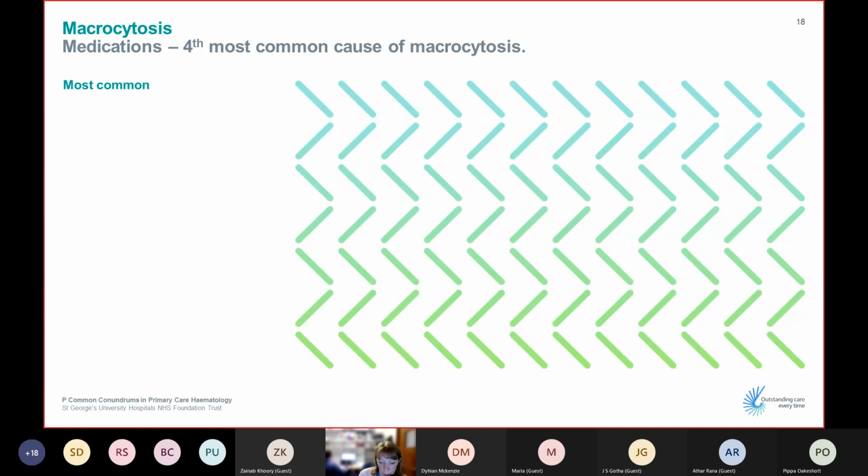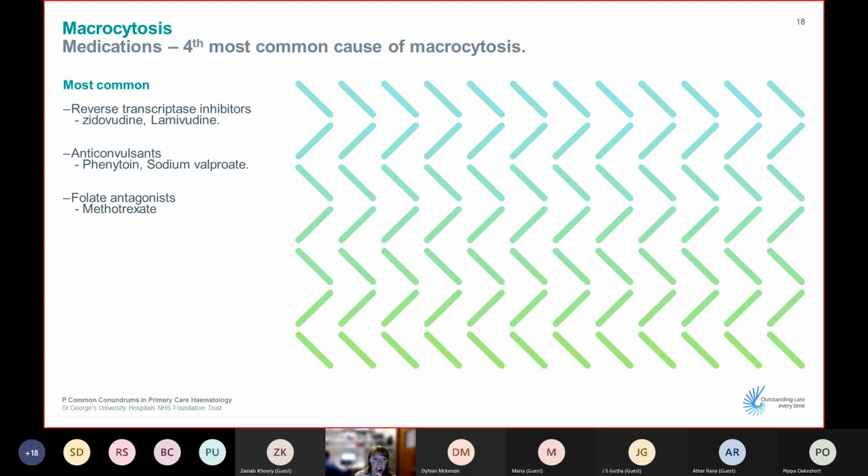And again, the study comparing populations in New York and Finland found that of medications that cause macrocytosis, 15% were caused by antiviral medications. And these are things like reverse transcriptase inhibitors, zidovudine that we use for treatment of HIV, and lamivudine for hepatitis B. Anticonvulsants, phenytoin and sodium valproate are known to cause macrocytosis. Folate antagonists such as methotrexate, and patients on chemotherapy, particularly alkylating agents and purine inhibitors.